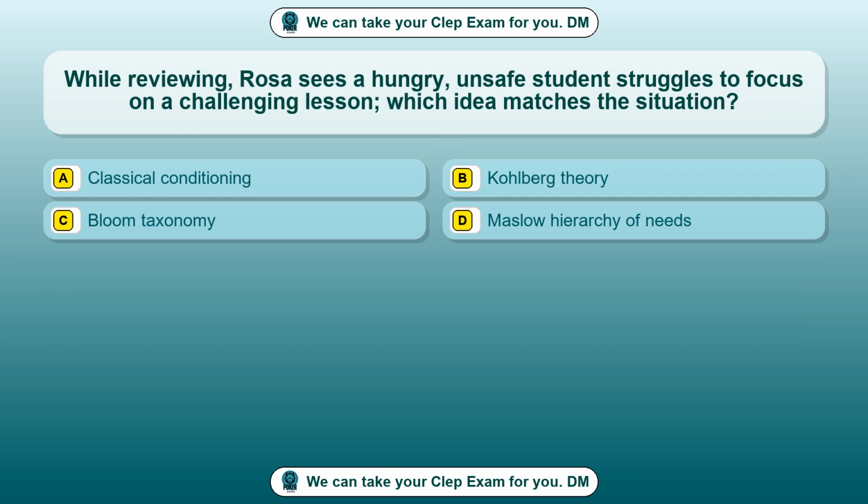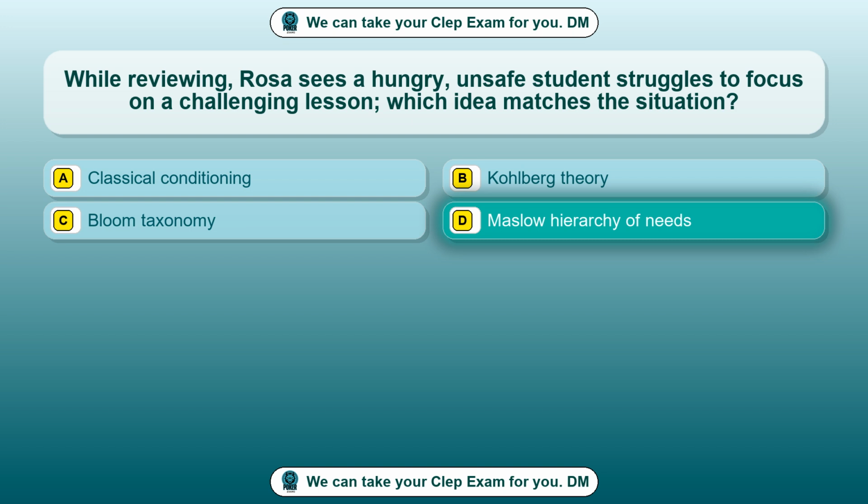Question 33. While reviewing, Rosa sees a hungry, unsafe student struggles to focus on a challenging lesson. Which idea matches the situation? Option A, classical conditioning. Option B, Kohlberg theory. Option C, Bloom taxonomy. Option D, Maslow hierarchy of needs. The correct answer is option D, Maslow hierarchy of needs.